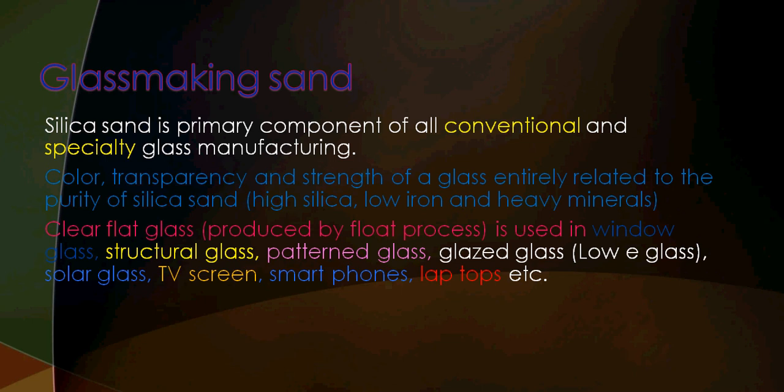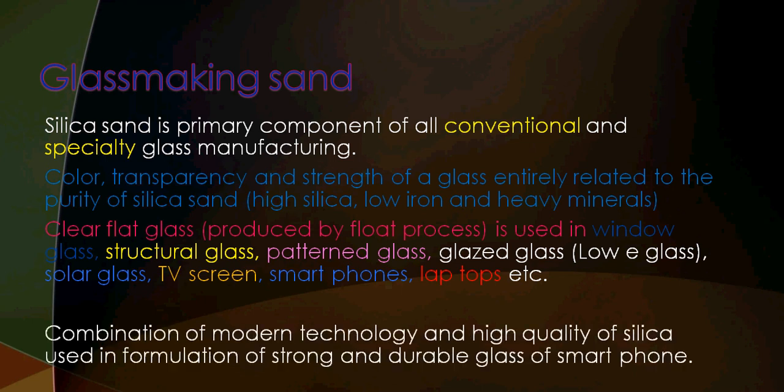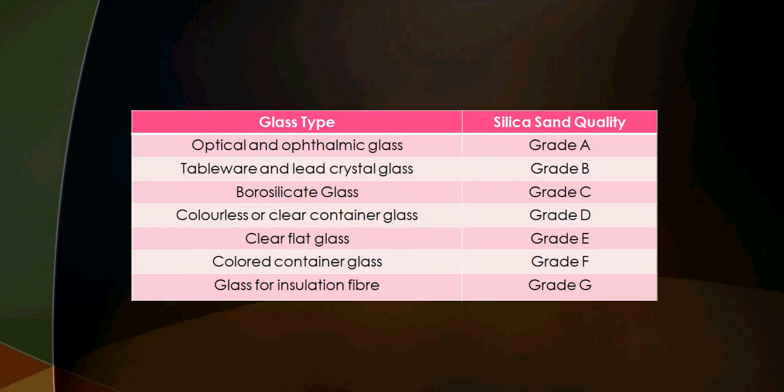In countries like Canada, this low E glass reduces the cost of heating. Solar glass, TV screen, smartphone, laptops, all these glasses are specialty glasses. A combination of modern technology and high quality of silica sand is used in the formulation of strong and durable glass of smartphones such as Gorilla Glass. There are so many types of glass. The best glass is classified as grade A glass, optical and ophthalmic glass. Then tableware and lead crystal glass, grade B. Borosilicate glass, grade C. Colorless clear container glass, grade D. Clear flat glass, grade E. Colored container glass, grade F. Glass for insulation fiber, grade G.